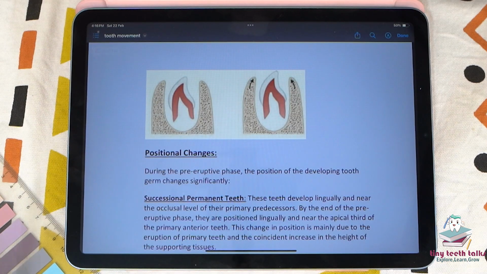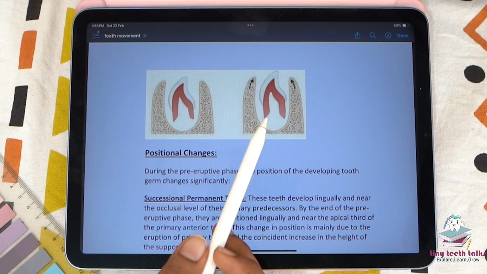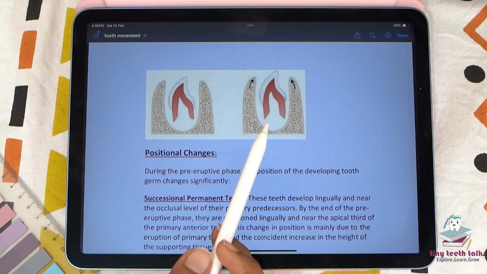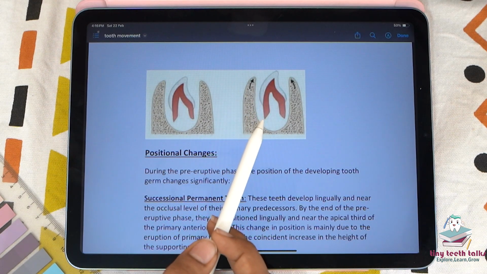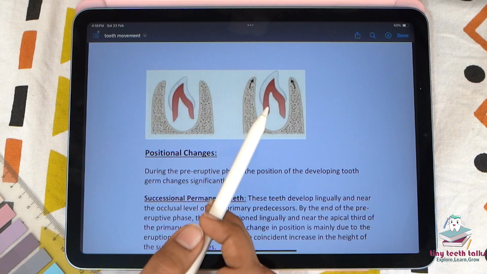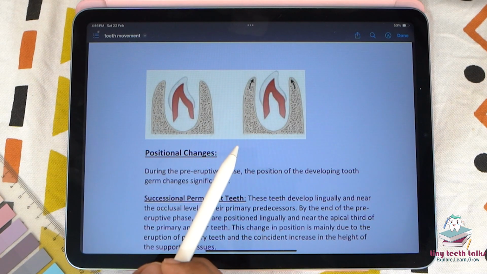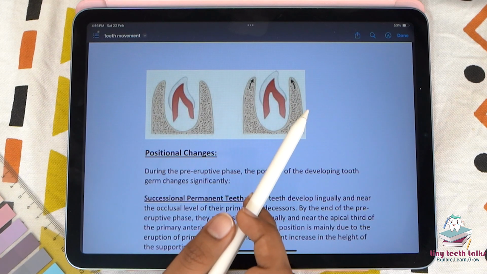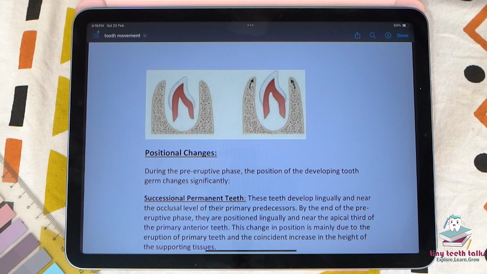So visualize a tooth germ where only a specific part is growing while the rest remains unchanged. The root of the tooth elongates while the crown stays the same size. As the root grows downwards, the surrounding bone adapts by increasing in height to accommodate the root's growth.